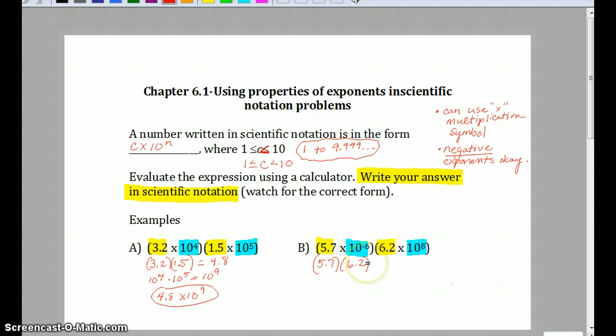Again, you would do this on your calculator, which would give you 35.34. And then we take the blue, which is 10 to the -6th times 10 to the 8th. Now, 10 to the -6, we're going to go back to those properties of exponents where you don't have a negative exponent. We won't use negative exponents until we get the final answer. So I'm going to make that a positive exponent.